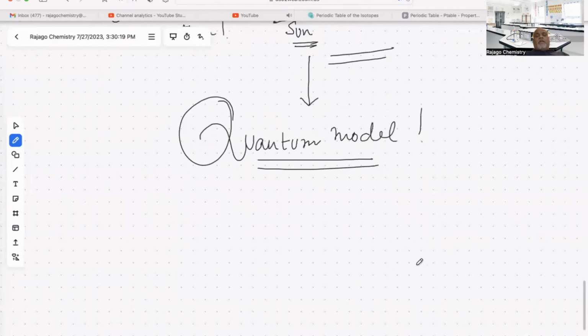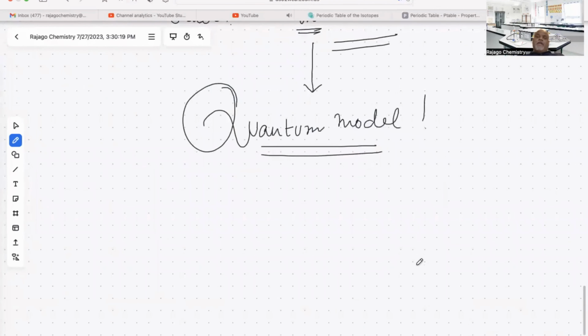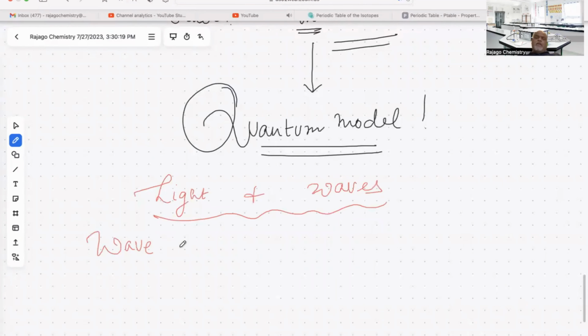The next one is understanding the light and waves. What is a wave? The wave is nothing but a vibrating disturbance. Anything that vibrates and produces a disturbance is called a wave, and it's definitely going to emit some energy.